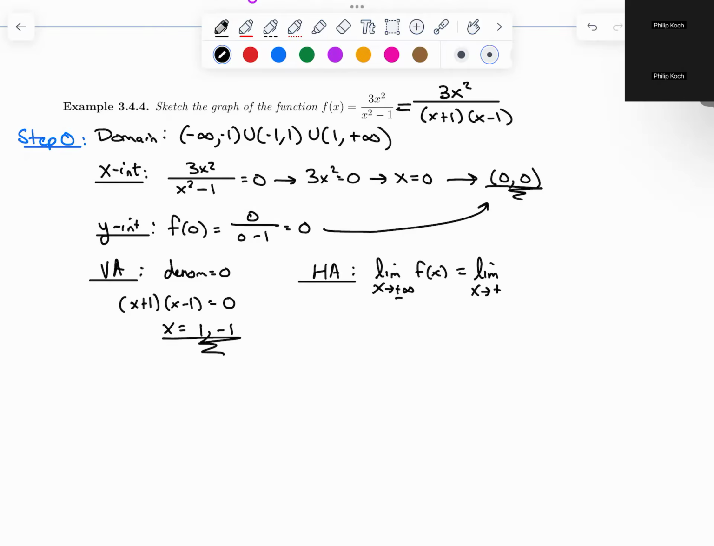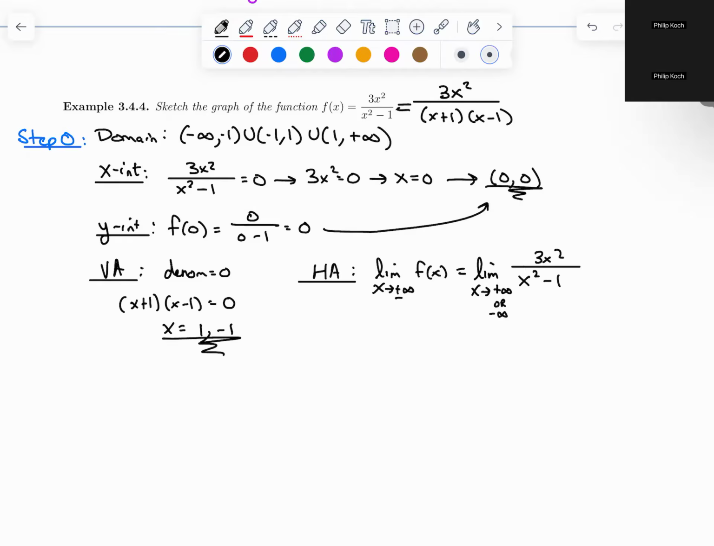The limit as x approaches positive infinity or negative infinity of 3x squared over x squared minus 1. And who remembers their tricks about limits at infinity? Remember, this is a limit at infinity. We're making our x values go infinitely large, either positive, and then we should also check the negative, but you'll see that it doesn't really matter because you look at the highest degree terms.